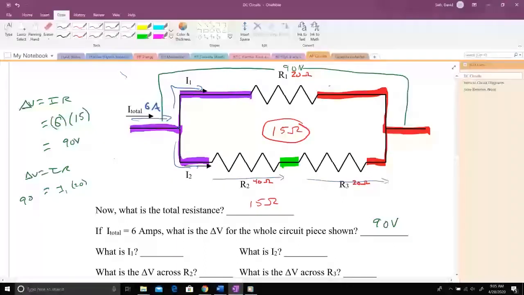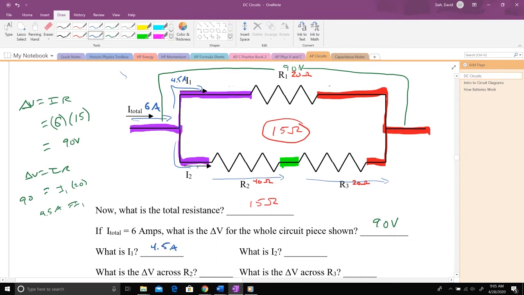Make sense? So you say 90 divided by 20, that's going to give me 4.5 amps. Okay, that is going to be I1. So I know that this current flowing here that goes this way, I can label that 4.5 amps, and I can fill in my blank, 4.5 amps.